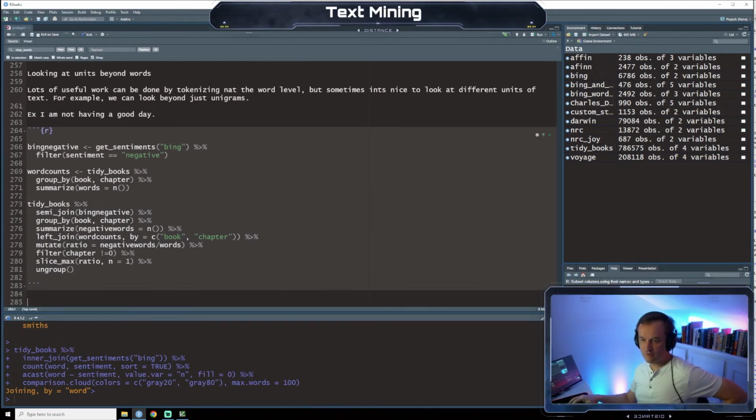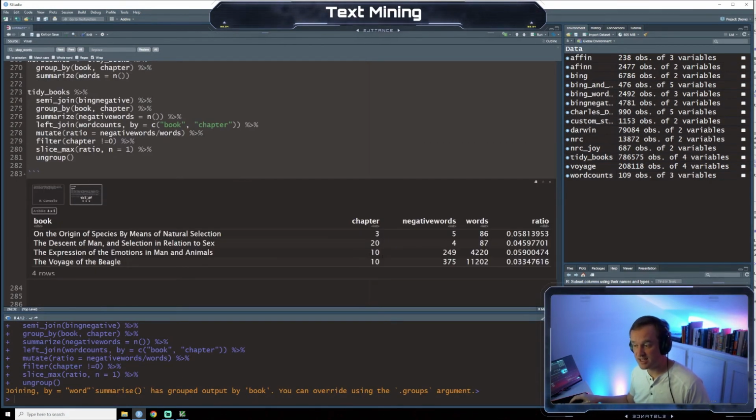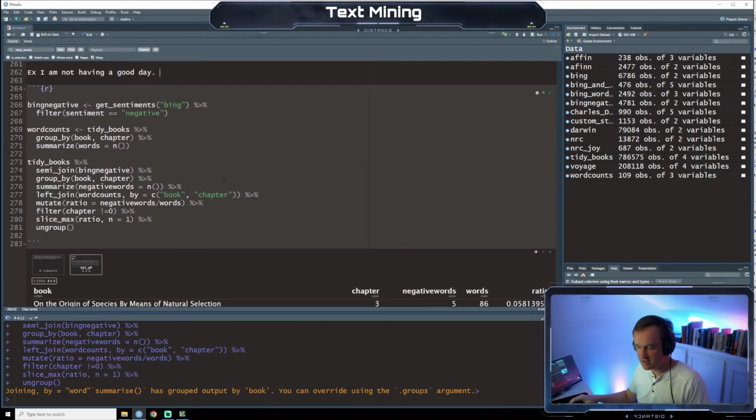Okay, so we saw this example here, I'm not having a good day. If we were to count this just based on unigrams, we'd have one negative and one positive, but this whole sentence we would classify as negative. So we can actually break our analysis into chapters, right? We can ask, is this a negative chapter? Is this a positive chapter? Or is this a negative paragraph? A positive paragraph? Sentences, etc. So if we want to look at something more than just single words throughout the entire text, we can break it apart like this, right?